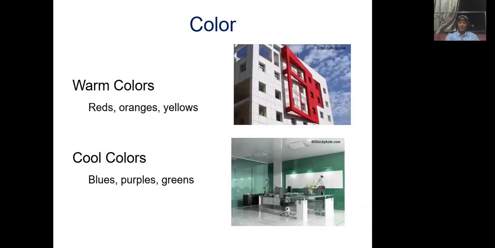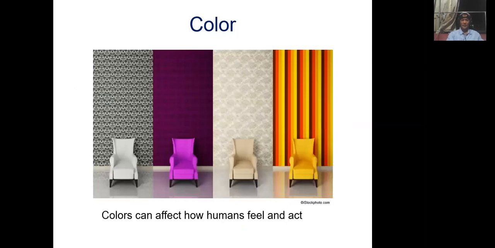Okay, so we also have, I have a competition with my background. Anyway, it won't last. With the warm colors and the cool colors, remember that warm colors are reds, oranges, yellows. Cool colors are the blues, purples, and greens. You notice here how color affects humans in terms of how they feel and act.